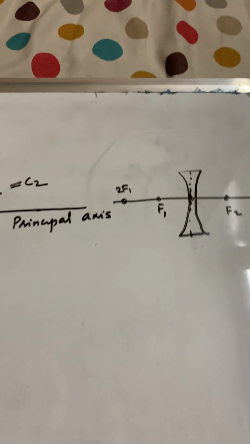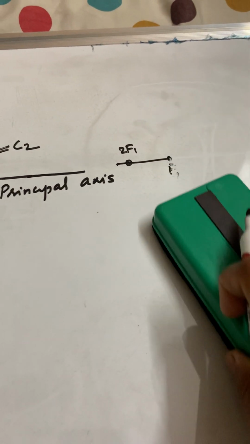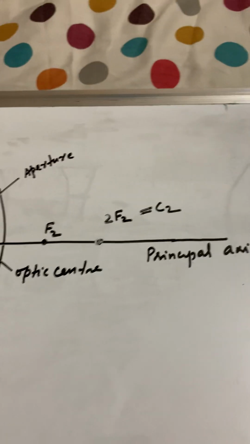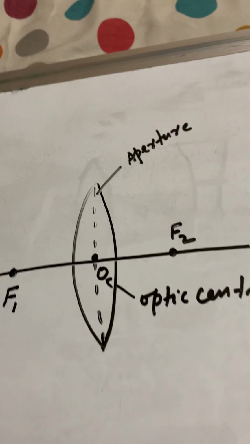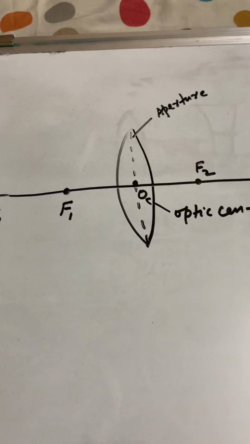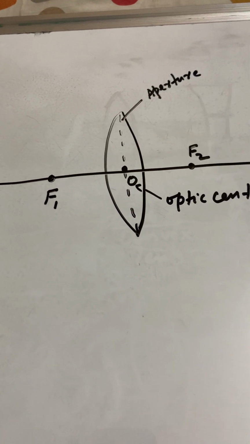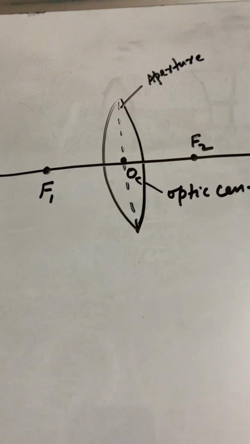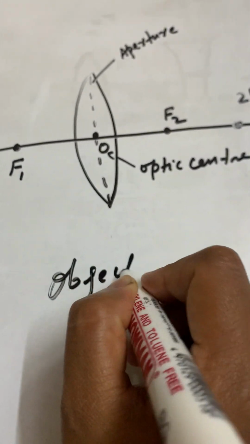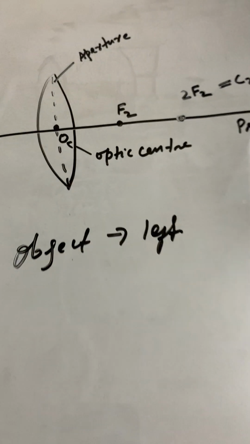Now in case of lens, refraction occurs, right? And the refraction has some rules which you need to know in order to make the ray diagram. Now in case of lens, we always keep the object on the left. This is a rule you need to know. Object has to be on the left side, not on the right side.